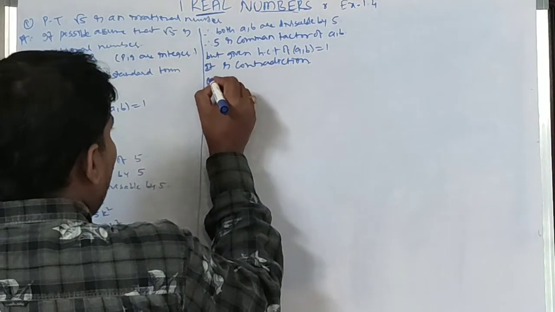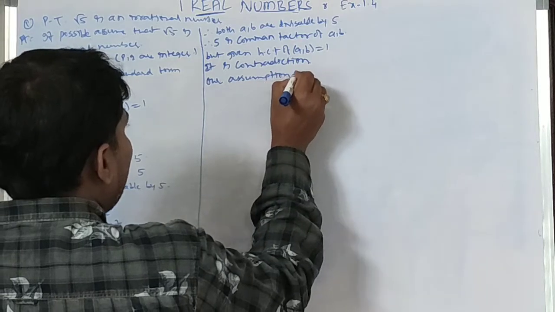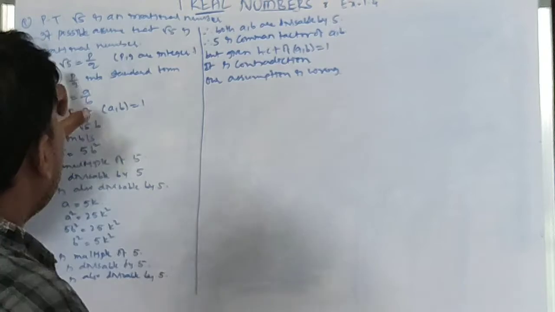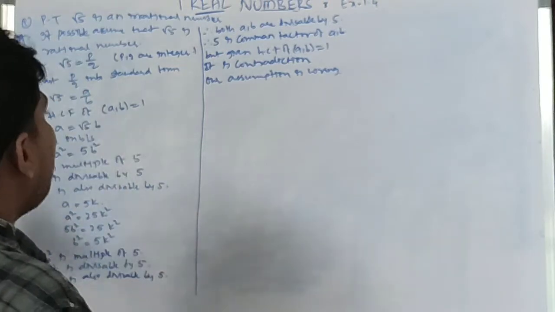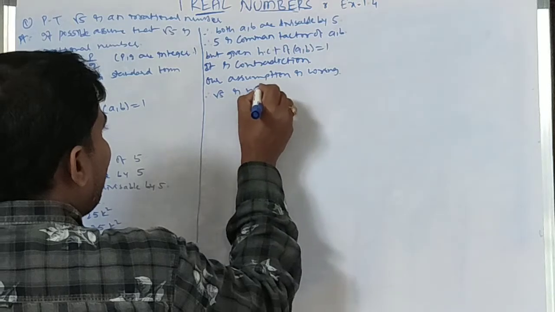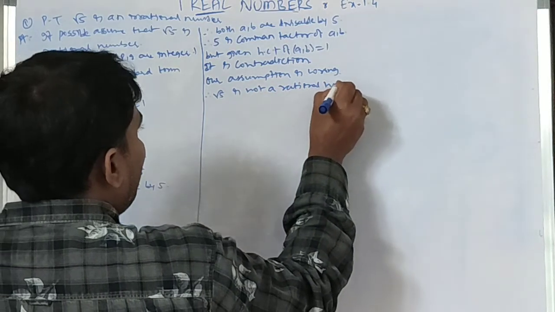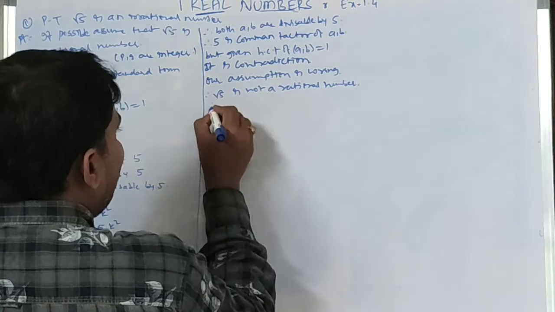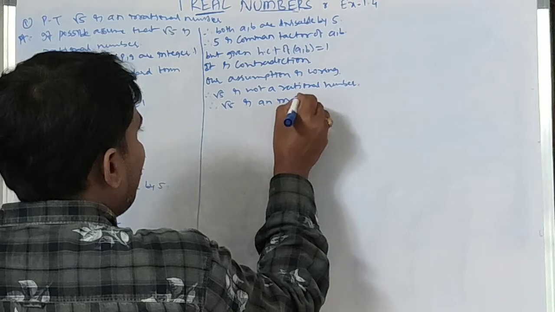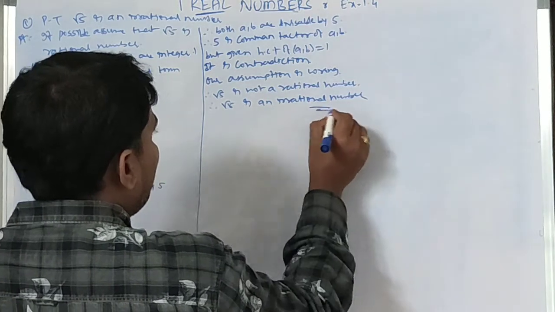So therefore our assumption is wrong. What is our assumption? We took root 5 as a rational number. So therefore root 5 is not a rational number. If it is not a rational number, therefore root 5 is an irrational number. So this is the proof.